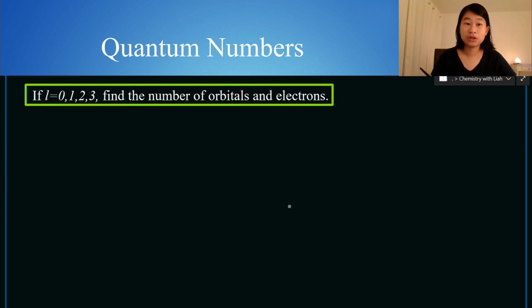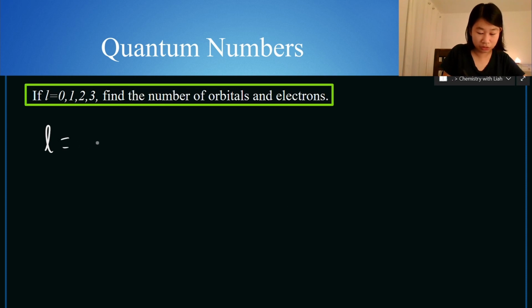If L is equal to 0, 1, 2, and 3, find the number of orbitals and electrons. Alright, so I will start this off by saying that each orbital can only hold a maximum of 2 electrons. So orbitals can have 1 electron, or they can have none, but the maximum they can go is 2 electrons. We know that L is equal to 0, 1, 2, and 3. Dealing with orbitals, we are going to have to find the m sub L values eventually. So the first step I would do for this question is to find the m sub L values.